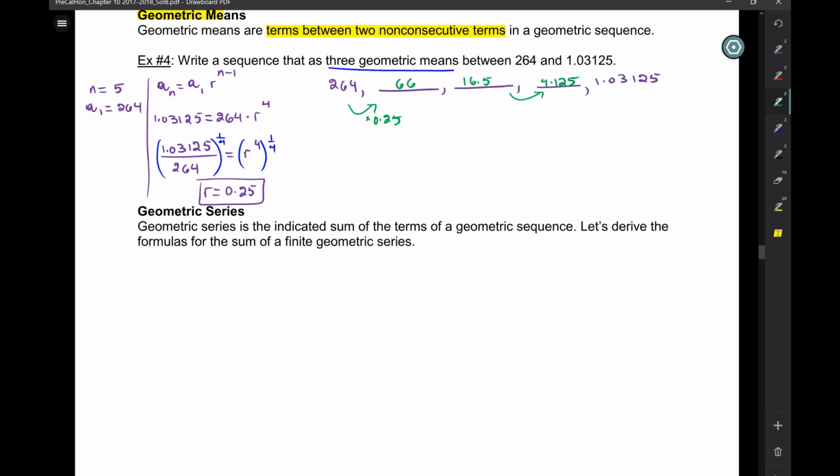Okay, so geometric series. Let's think about geometric series for a minute. What did we say a geometric series looks like? Was it linear? It was exponential. Okay, so we said a geometric sequence is exponential, right?